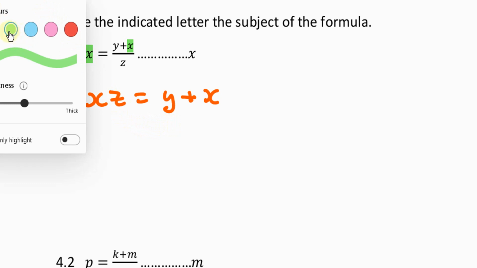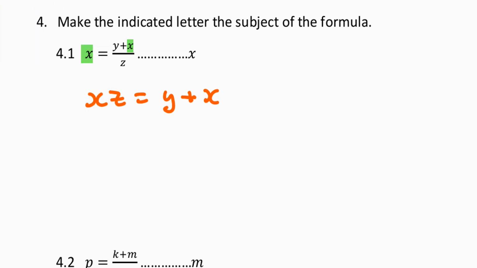Now, as we said, we want to make x a subject. Now, x appears in two terms in this equation. So we need to bring all the terms in x to the left-hand side. So xz, and we're adding x to the right-hand side, so we're going to subtract it from the left-hand side.